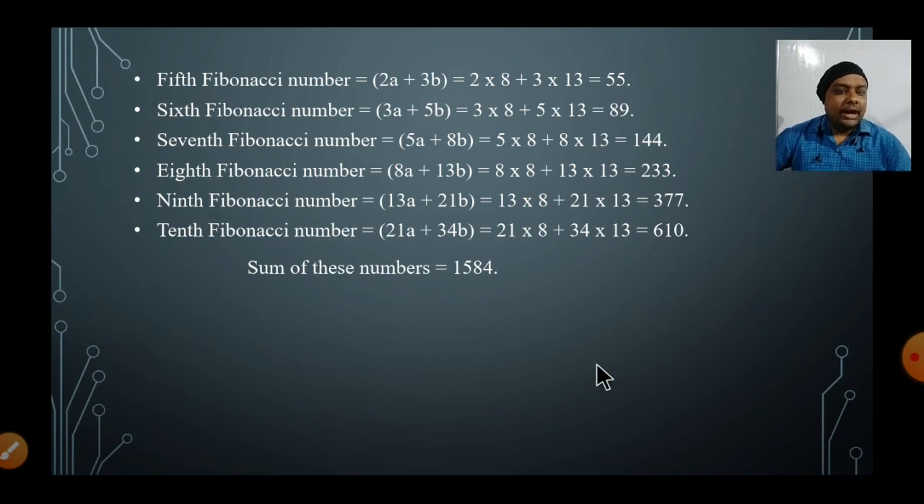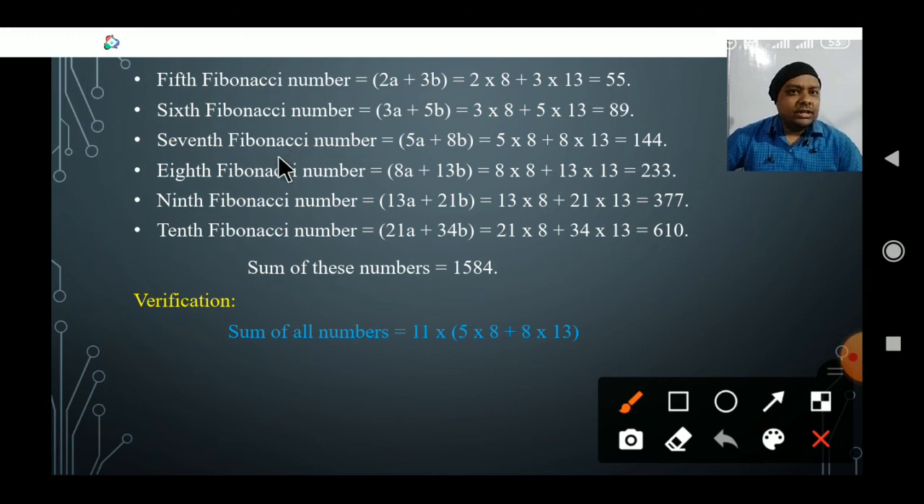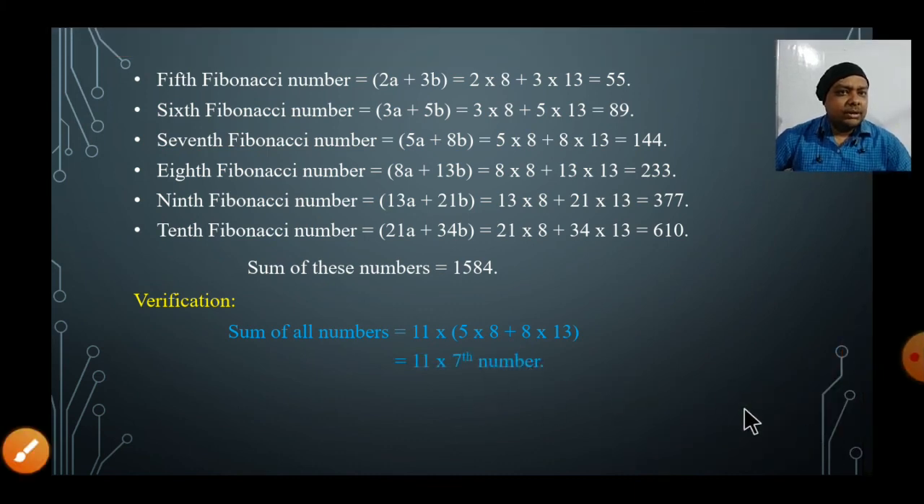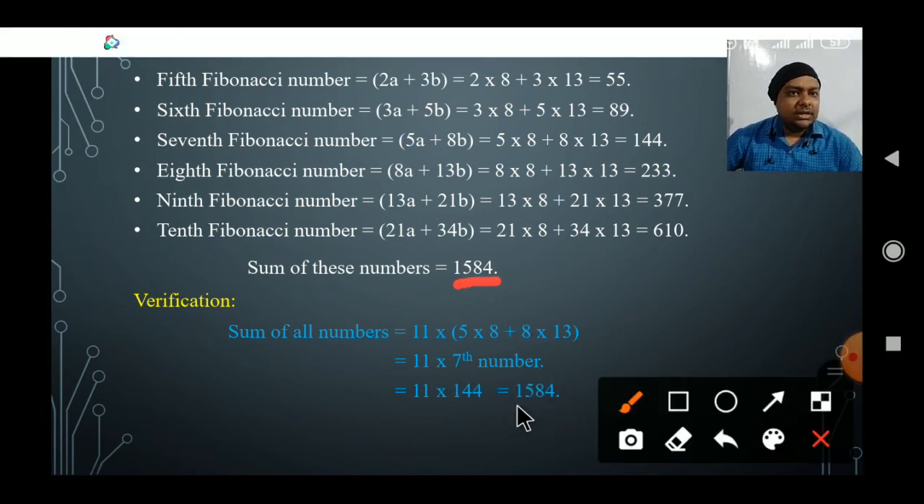Okay. And now let's use the formula and verify whether the number is the same or not. Now verification. The formula is what? Sum of all numbers is equal to 11 into what? 11 into the seventh number. Seventh number is what? 144. Here it means 5A plus 8B. 5 into A is 8 plus 8 into 13, okay, 144. It means 11 into the seventh number, that is 11 into 144, which is equal to what? 1584. So here you can see that their sum is matching.